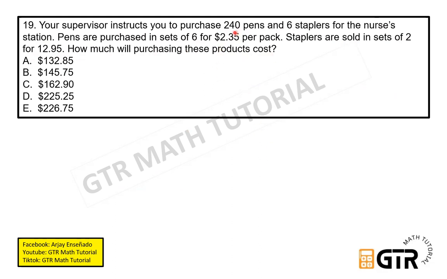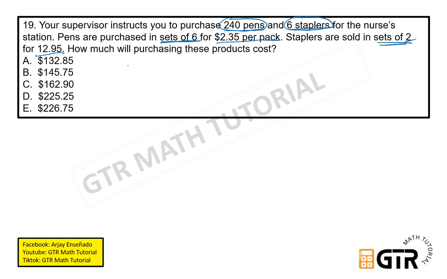Okay, so yung pens daw, yung dami pala, 240 pens and 6 staplers. Kaso, yung pag-purchase sa kanya, sets of 6 for $2.35 per pack and staplers naman ay 2 for 12.95. So, ang gagawin natin, imu-multiply lang natin yan sa cost, pero yung dami ng pens tsaka ng stapler ay i-divide natin. Kailangan nating i-divide dun sa set. Okay? So set of 6 and then set of 2.